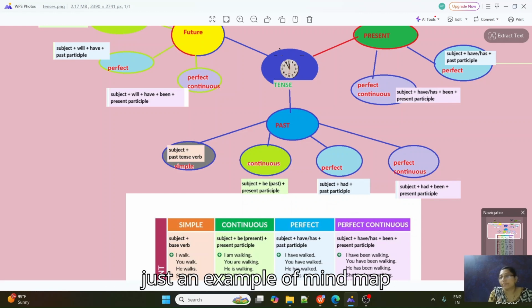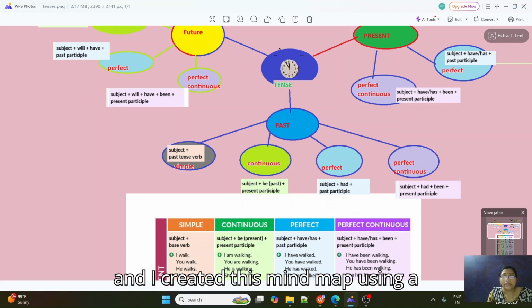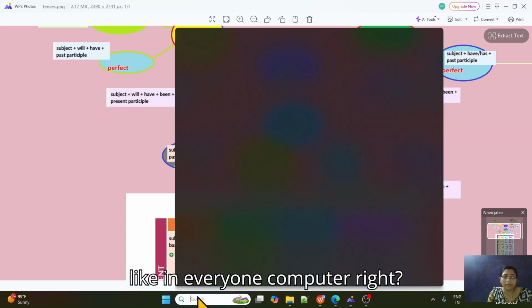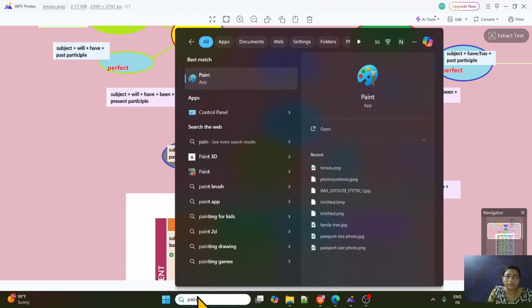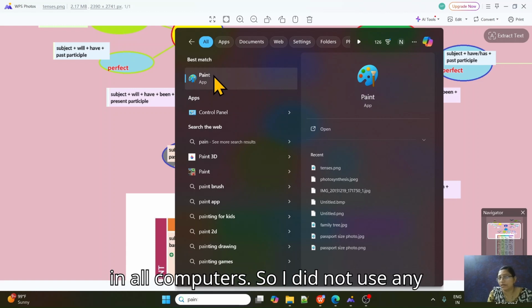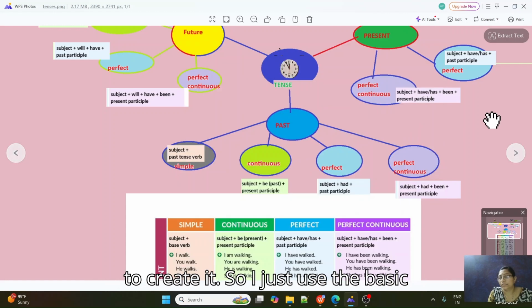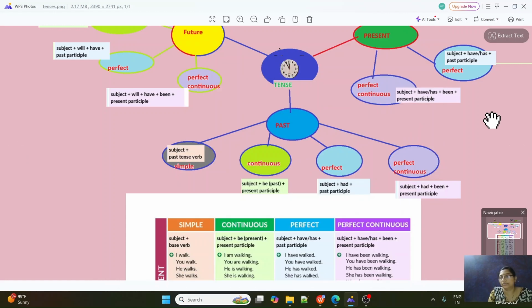This is just an example of a mind map, and I created this mind map using simple Paint. Paint is there on everyone's computer, right? So this Paint application will be there on all computers. So I did not use any other software or anything like that to create it. I just used the basic things.